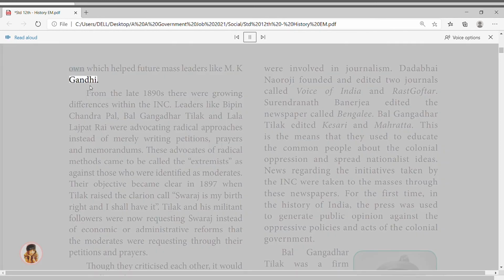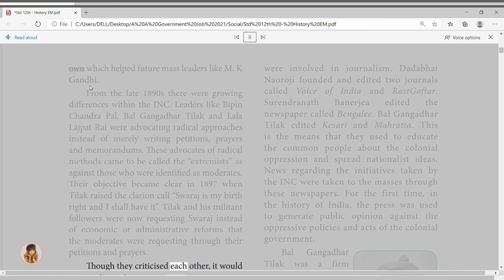From the late 1890s there were growing differences within the INC. Leaders like Bipin Chandra Pal, Bal Gangadhar Tilak, and Lala Lajpat Rai were advocating radical approaches instead of merely writing petitions, prayers and memorandums. These advocates of radical methods came to be called the extremists, as against those who were identified as moderates. Their objective became clear in 1897 when Tilak raised the clarion call, "Swaraj is my birthright, and I shall have it." Tilak and his militant followers were now requesting Swaraj instead of economic or administrative reforms that the moderates were requesting through their petitions and prayers.